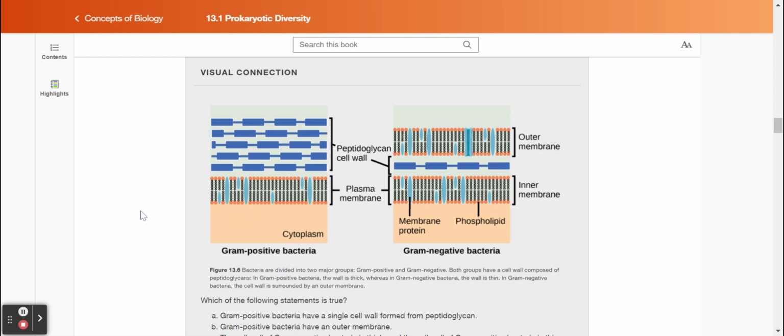Figure 13.6. Bacteria are divided into two major groups, gram-positive and gram-negative. Both groups have a cell wall composed of peptidoglycans. In gram-positive bacteria, the wall is thick, whereas in gram-negative bacteria, the wall is thin. In gram-negative bacteria, the cell wall is surrounded by an outer membrane.